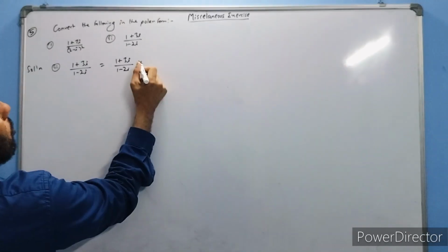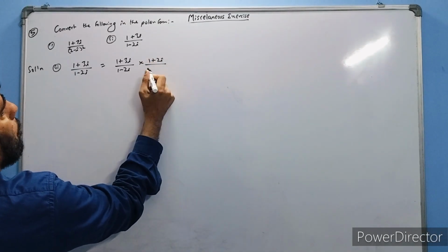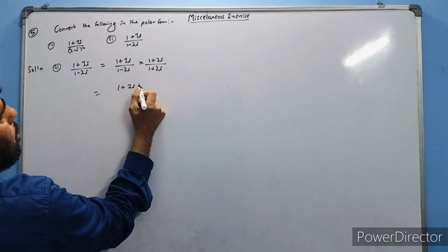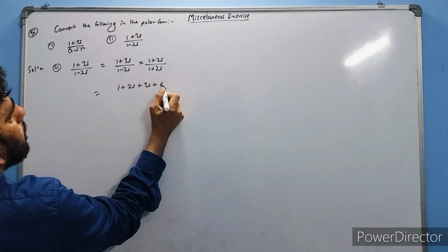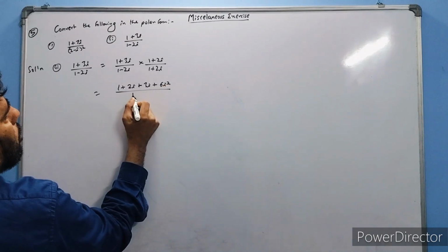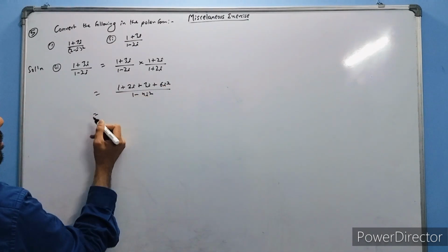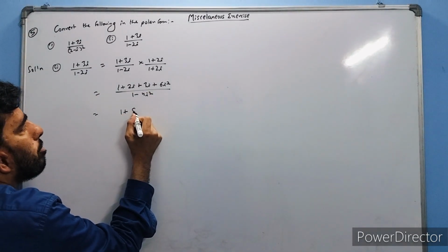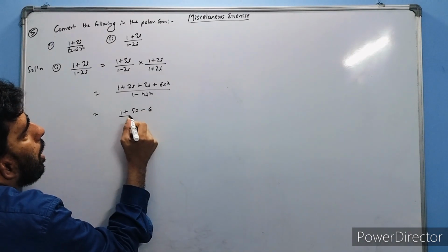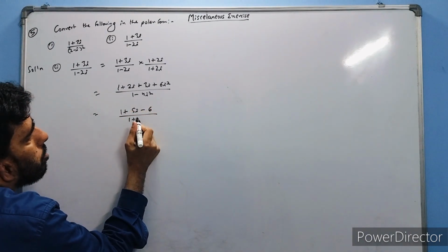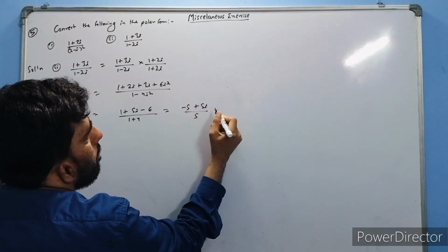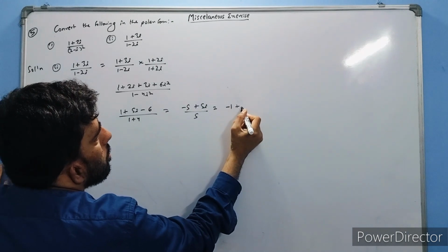So (1 plus 3i) upon (1 minus 2i), multiplied by (1 plus 2i) upon (1 plus 2i). So it will have 1 plus 2i plus 3i plus 6i square upon 1 minus 4i square. So we know that i square is minus 1, so it will be 1 plus 5i minus 6 upon 1 plus 4. So I have minus 5 plus 5i upon 5. So I have minus 1 plus i.